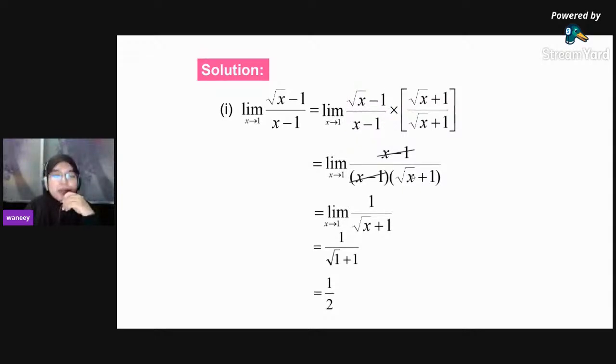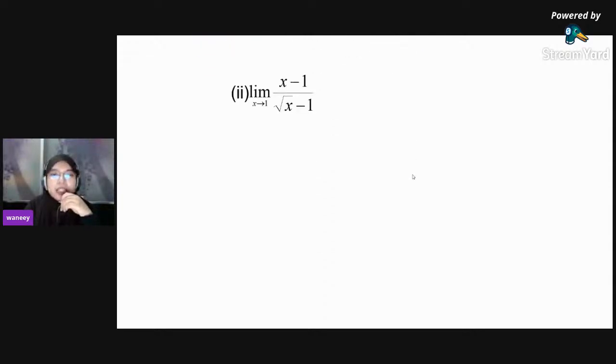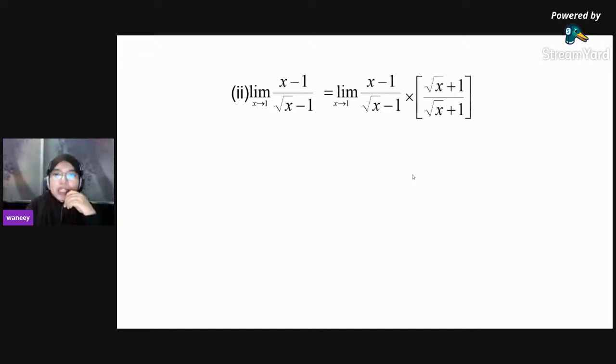Let us proceed with the second one. Okay, so this is the limit as x approaches 1 for x minus 1 over square root of x minus 1. Like I told you before, we're going to multiply with the conjugate. So we're going to times with square root of x plus 1 over square root of x plus 1. And I gave you one tip already, right? So only if you multiply with its own conjugate, then we expand. Otherwise, we don't expand them. So for example, these two are the conjugate of each other, then we expand. These two are not the conjugate of each other, so I'm going to leave them inside a bracket.